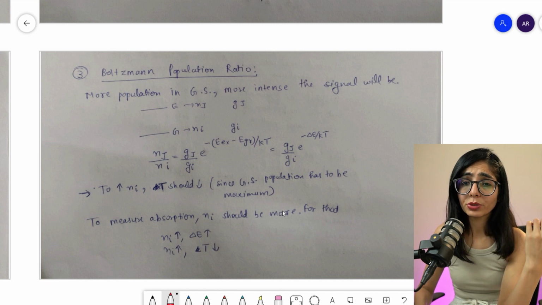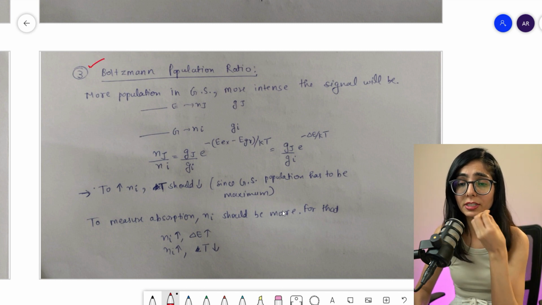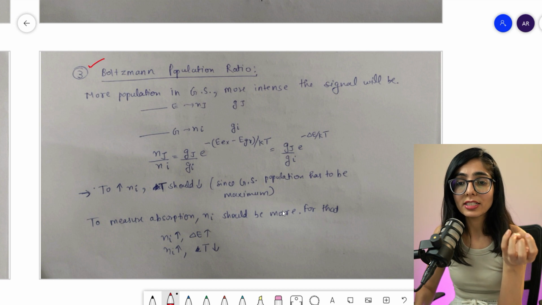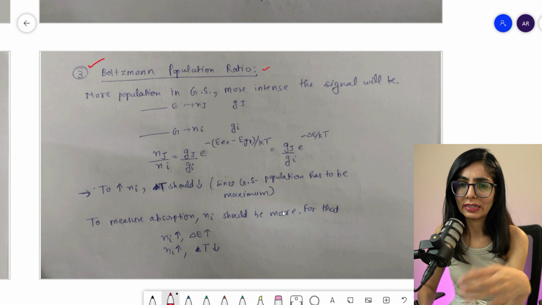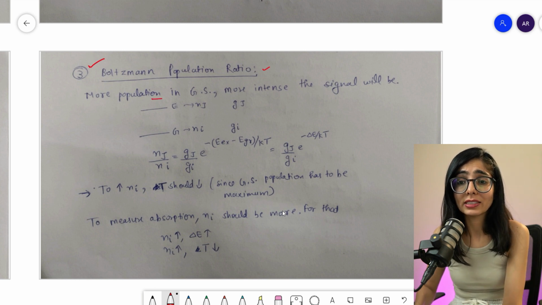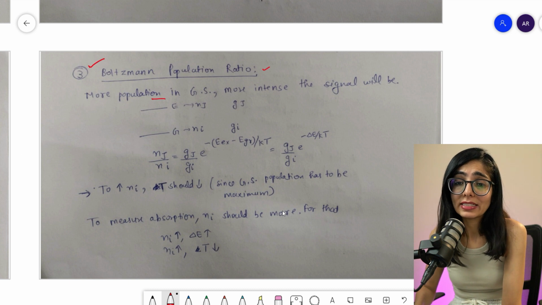So now coming to the third aspect of spectroscopy, that is Boltzmann population ratio. You all must be aware of it, I'm pretty sure, but let's revise it again. The more population in the ground state, the more intense the signal will be. So these are energy levels, and the more the population over here, the more intense the signal will be over here.